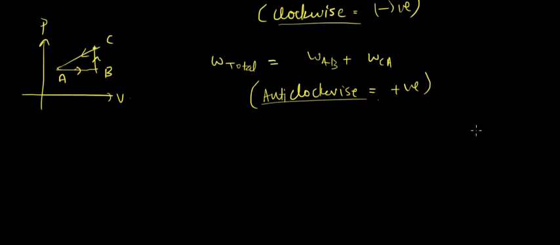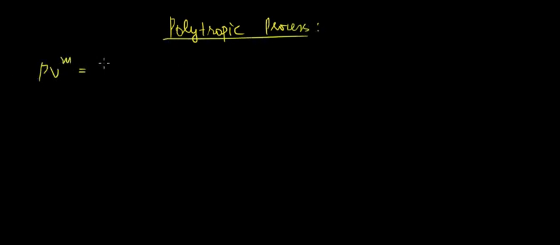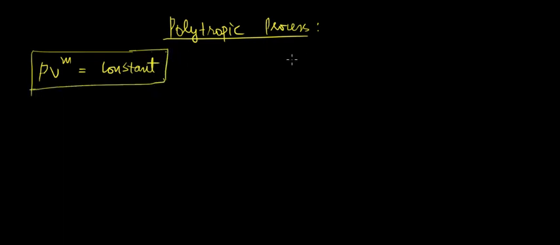Next, let us see polytropic processes. So in a polytropic process we have an equation that PV to the power m is constant. Okay, this is a polytropic process.